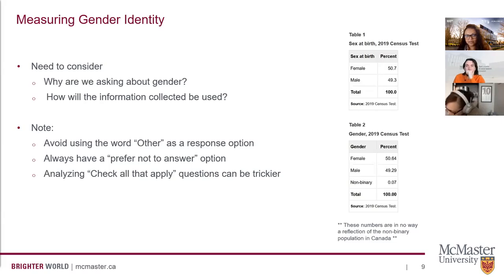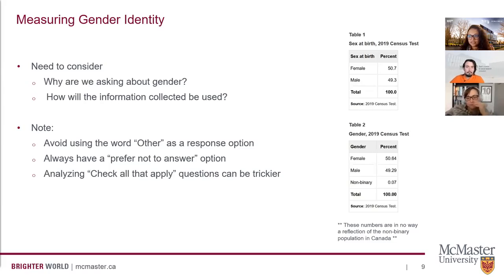I'm just showing you here on the right the sex at birth from the census test. Please do not take the 0.07% as non-binary as a reflection of the non-binary population in Canada, but I just want to show you from the testing that they did that they did receive a non-binary population, and this is what it looked like. So they took all the handwritten responses and had a third category that they called non-binary. Oftentimes that is what happens when you don't have enough sample size in your survey to do a better analysis.